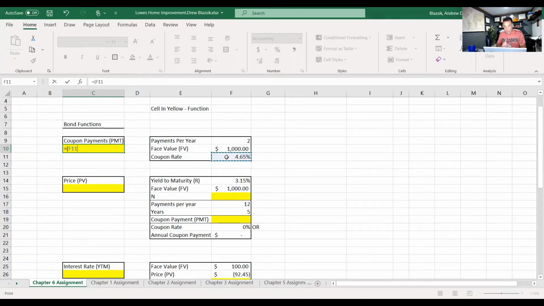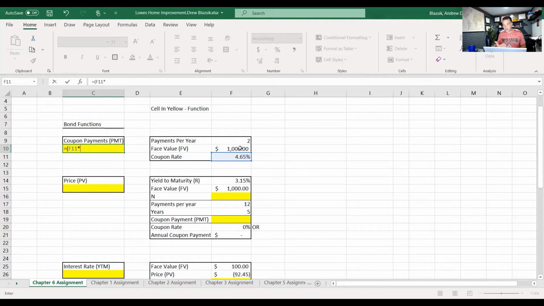It's the coupon rate, and then you hit shift 8, which is that star for multiplication, times the face value. The face value never changes. Face value is what you're getting at the end. Don't get them mixed up with the price. We'll solve the price next. But so you want to multiply it times the face value.